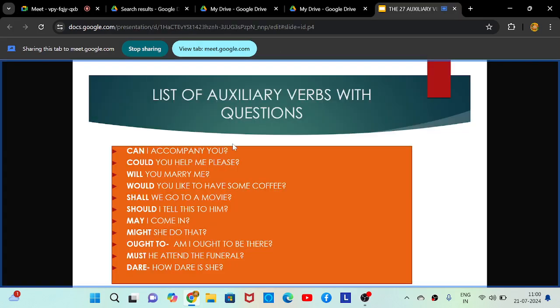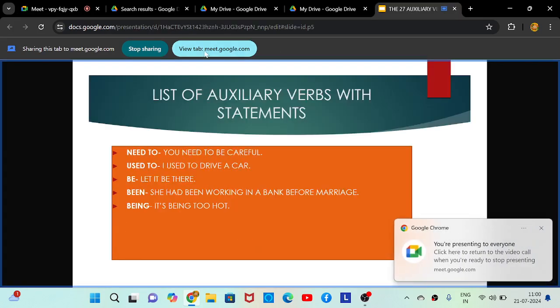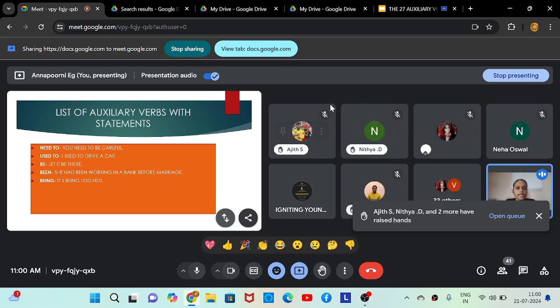Okay, so now we have a few more sentences. These are not questions, these are normal statements that end with a full stop. Yes, who can read this? Yes, Pratika.